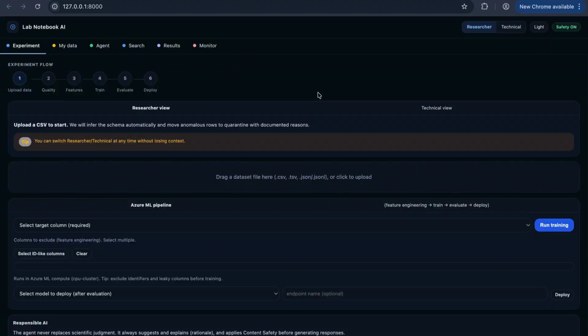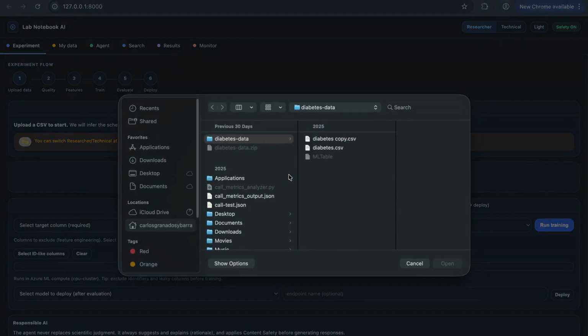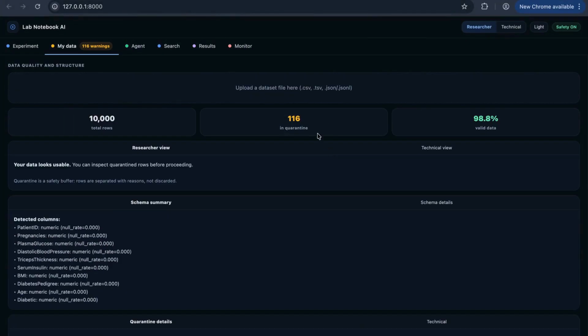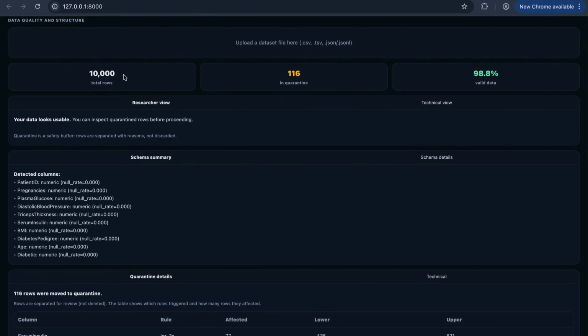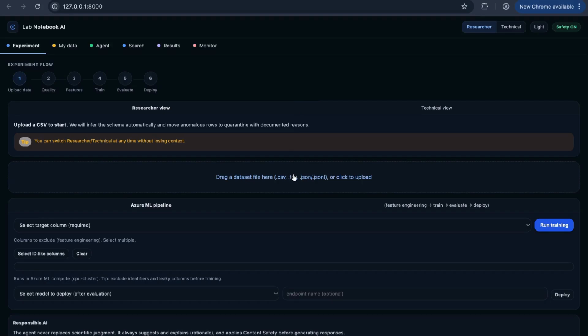There are 6 steps: experiment, data, agent, search results, and monitor. And we also have two views, the researcher and technical ones. We also have a semaphore for safety that is included in the LLM calls. We try to cover the whole workflow from the MLOps flow, since we are looking to help the researchers.